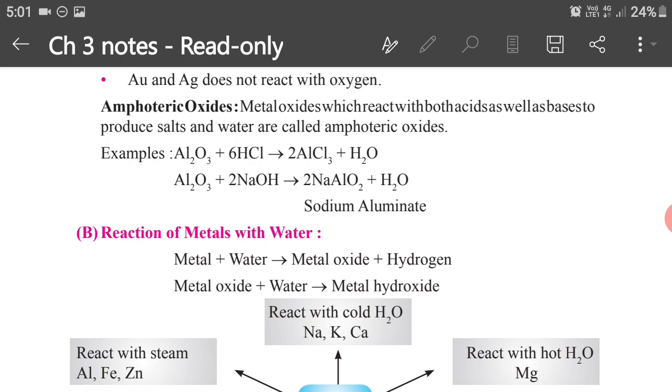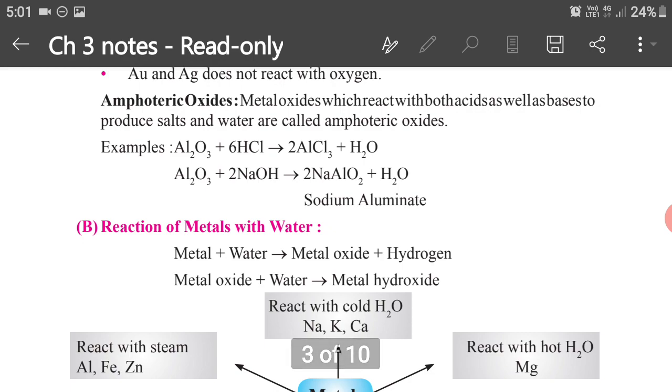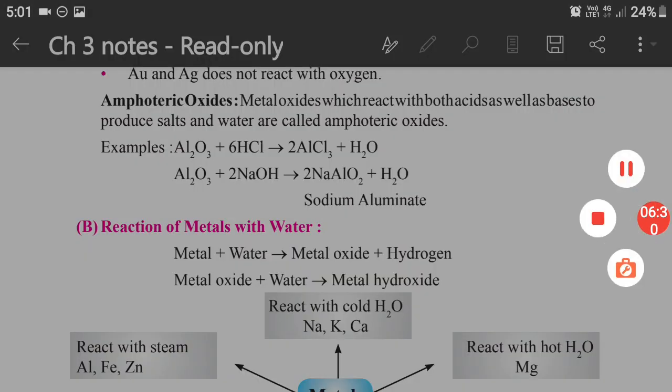So what is your assignment? You will write the reactions of zinc oxide with hydrochloric acid and zinc oxide with sodium hydroxide.